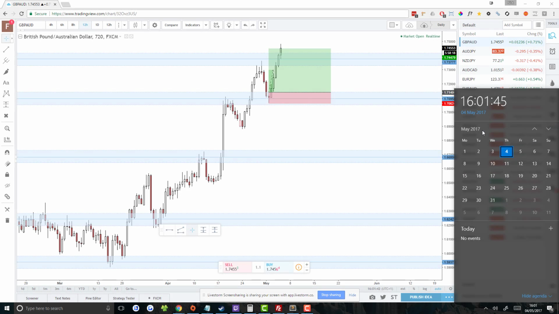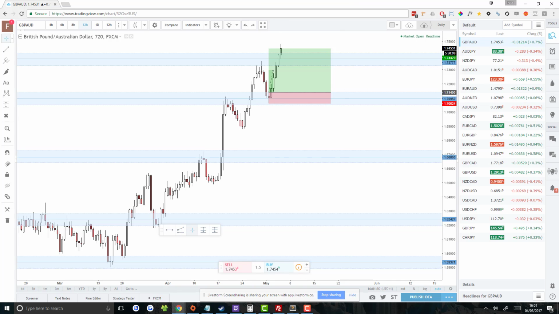Okay, today is Thursday, the 4th of May 2017, and the time is 16:01 here in the UK. You're looking at a JPY AUD 12-hour chart.